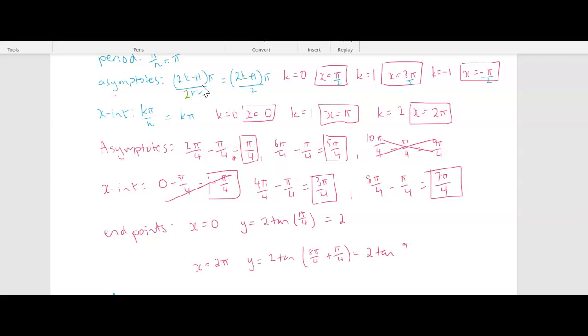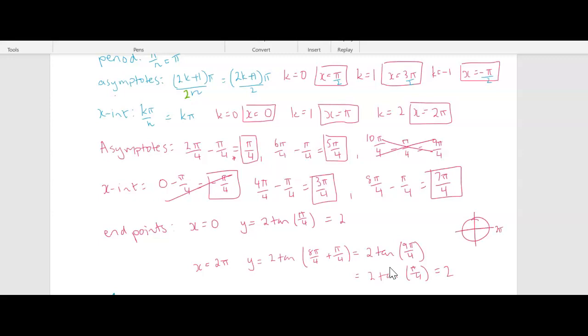9 pi on 4. What is 9 pi on 4? I'm just thinking of the unit circle in my head. So that's the same as 0 plus pi on 4. All right, cool. So that's also equal to 2.